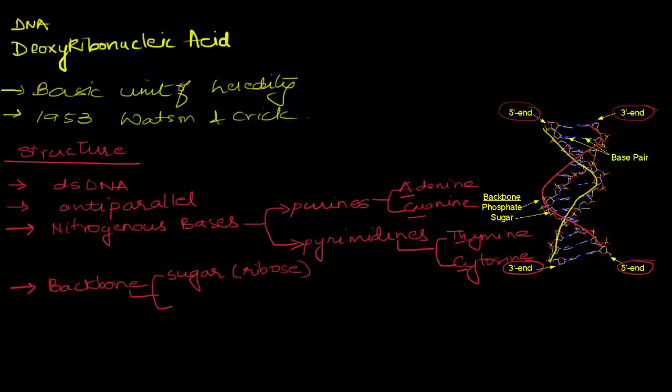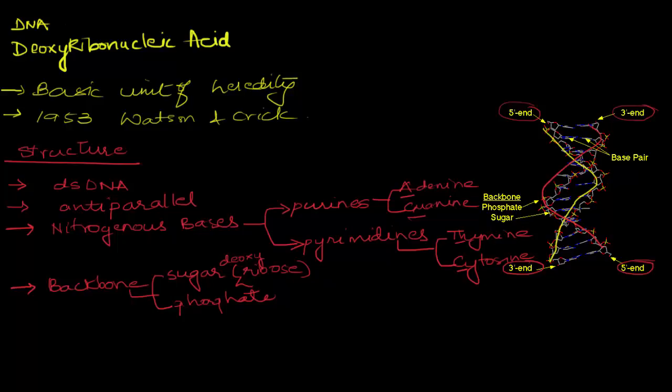It's not ribose, it's deoxyribose, which I mentioned right at the beginning of the tutorial. Deoxyribose sugar, and the other component of the backbone of the DNA is the phosphate group. These two entities are present in an alternating fashion, where we have one sugar, one phosphate, another sugar, another phosphate, which are linked to each other, forming the backbone of this molecule.